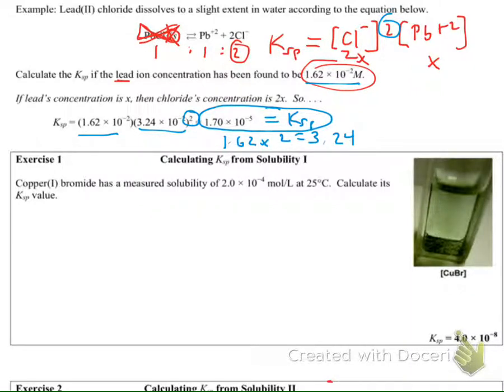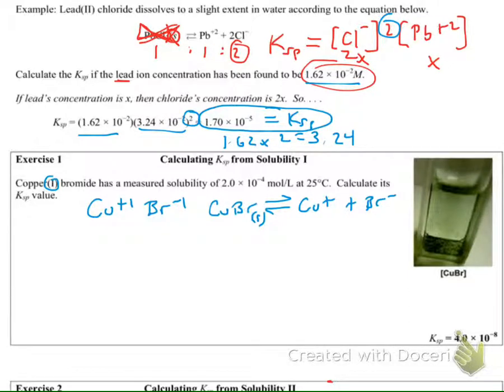Let's take a look at this next example. In this case we have copper 1 bromide, knowing that that 1 is Cu plus 1. Bromide is Br minus 1. And so that will form your solid of CuBr, which breaks down into your Cu plus and Br minus. And this is your solid.